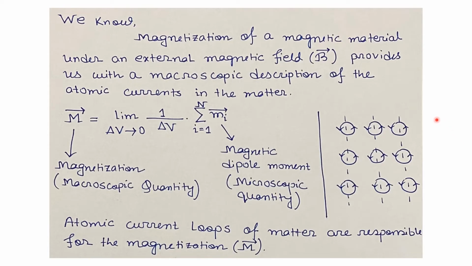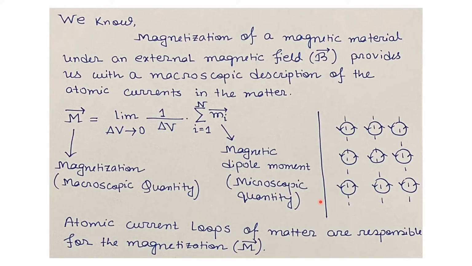Before going to the solution part, we will first recap some basics related to a magnetic material in a magnetic field. We know magnetization of a magnetic material, when it is kept under an external magnetic field B, provides us with a macroscopic description of the atomic currents in the matter. Mathematically, magnetization of a material is defined as the summation over all the magnetic dipole moments of the matter divided by a volume element when the volume tends to 0. Here, magnetization of the system is a macroscopic quantity, but the magnetic dipole moment is a microscopic quantity.